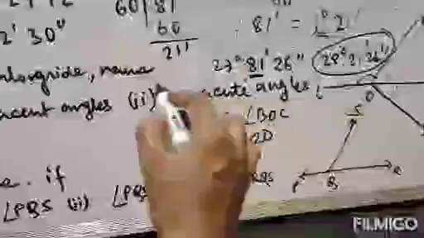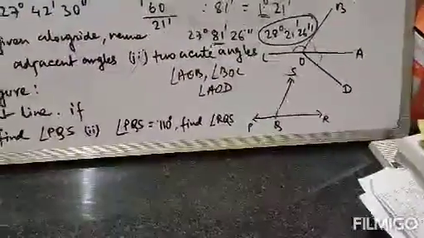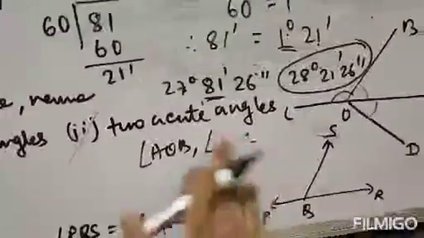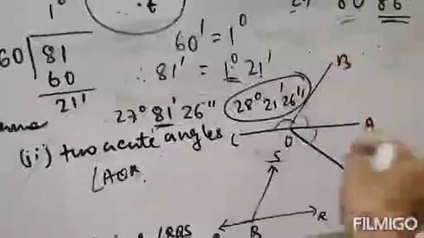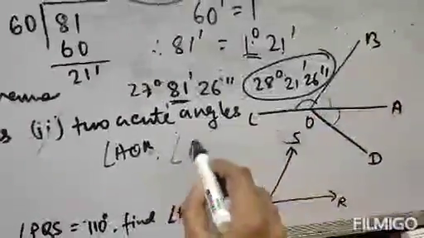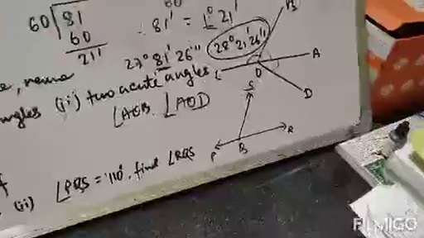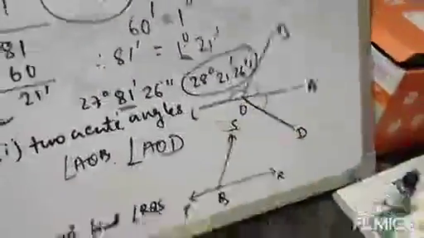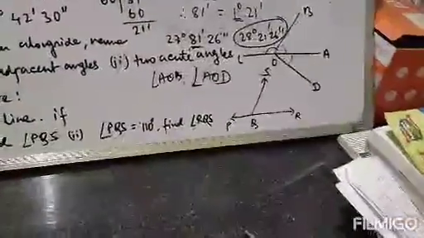Next, acute angles. Acute angle means less than 90 degree. Angles which are less than 90 degree are acute angles. So here these two are your acute angles, angle AOB and angle AOD, because these two angles are less than 90 degree.